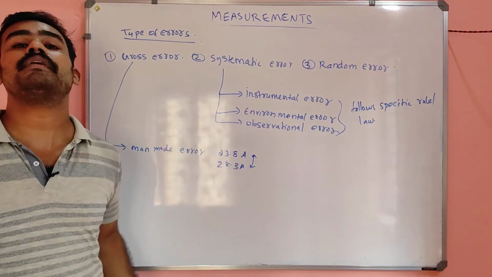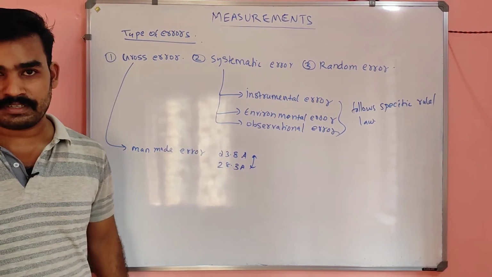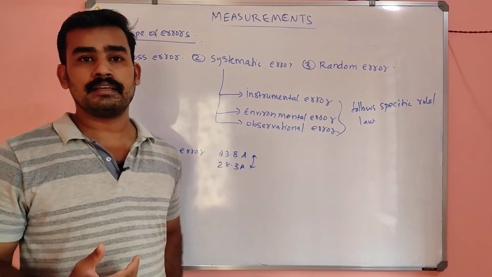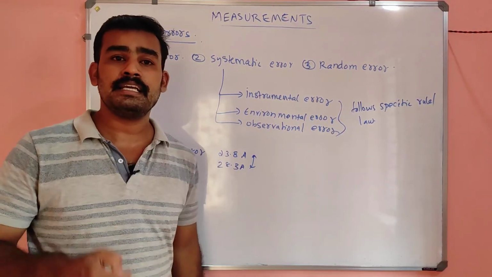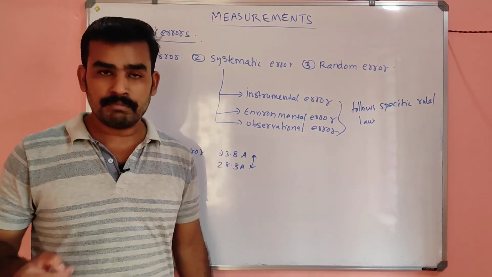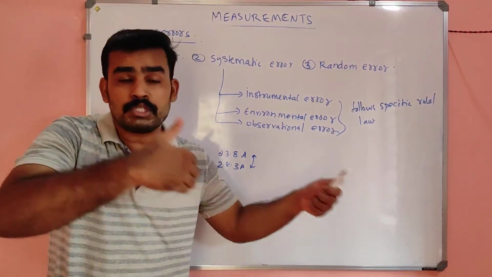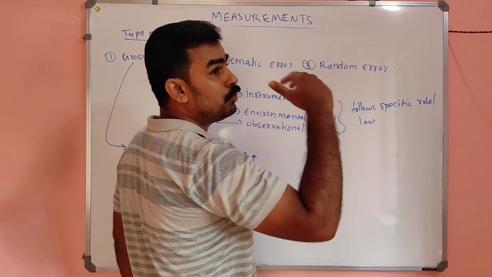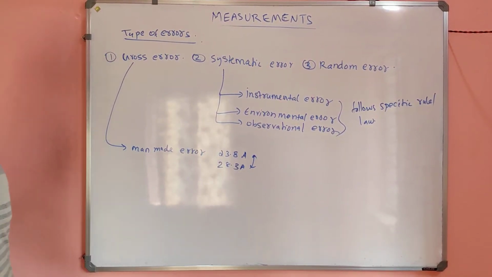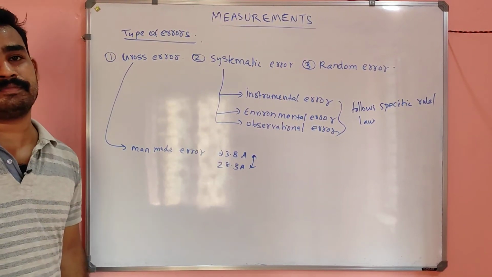Humidity can also have an effect. And if you are taking a reading with some magnetic field nearby, it will affect the internal magnetic field of the meter. So there is also a chance of error. This type of error is called environmental error.